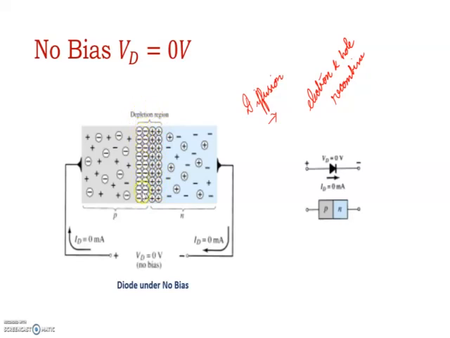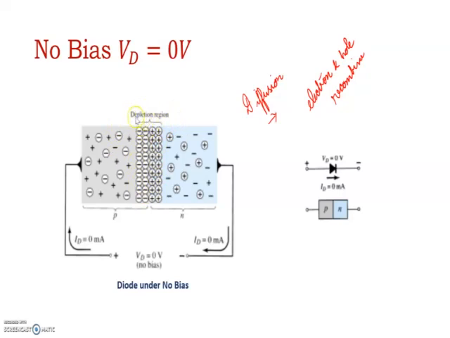What happens is this stops further diffusion. Not all the holes will be going into the N side, not all the electrons will get into the P side. Initially there will be diffusion. Once the diffusion started, the depletion region is formed. This region is called depletion region.